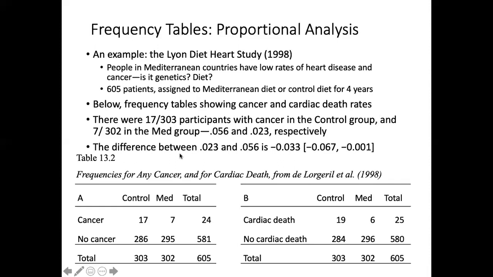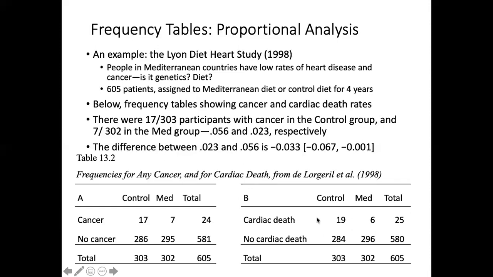And so those proportions are 0.056 compared to 0.023, right? So percentage points, if you want to convert that in your head, we're talking 5.6% of the control group, but only 2.3% of the Mediterranean diet group, right? So that's enough where if we look at the difference and the confidence interval on that difference, it doesn't cross zero. It seems like maybe there is an effect of the Mediterranean diet on health.